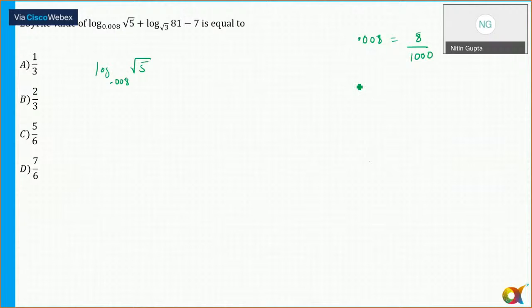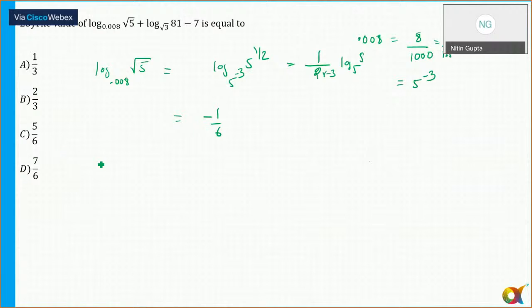So 8 by 1000 is equal to 1 upon 125, which is equal to 5 raised to power minus 3. So this expression is equal to log of 5 raised to power half and 5 raised to power minus 3, which is minus 1 by 6. Is that part clear to all of you? That log of root 5 to the base 0.008 is minus 1 by 6.